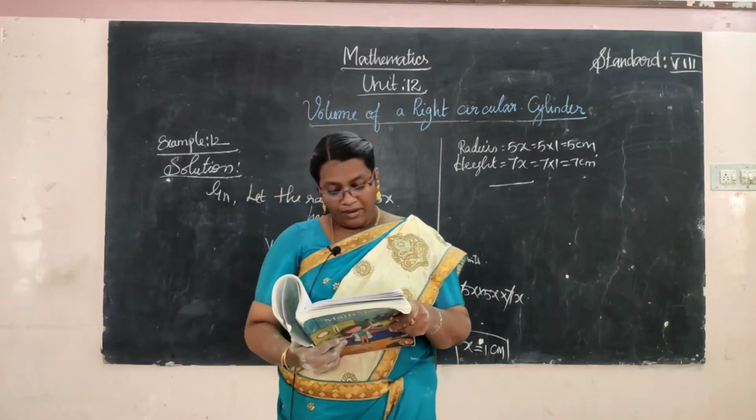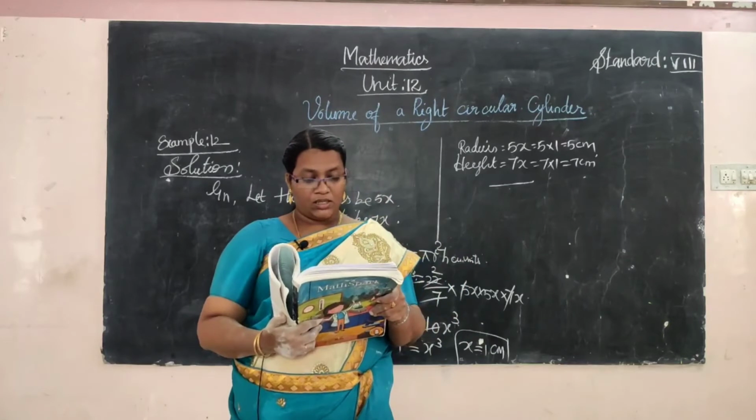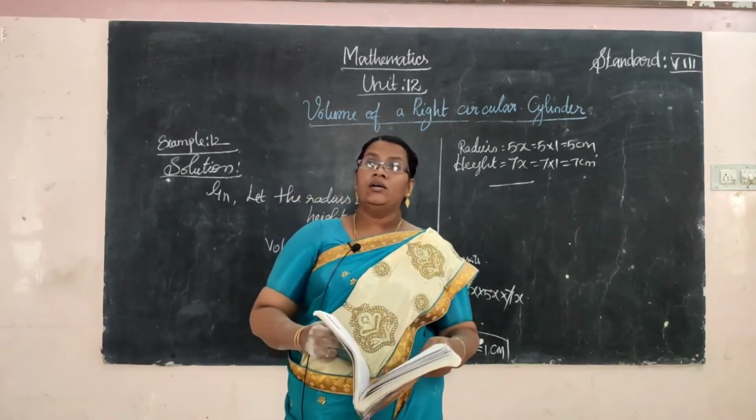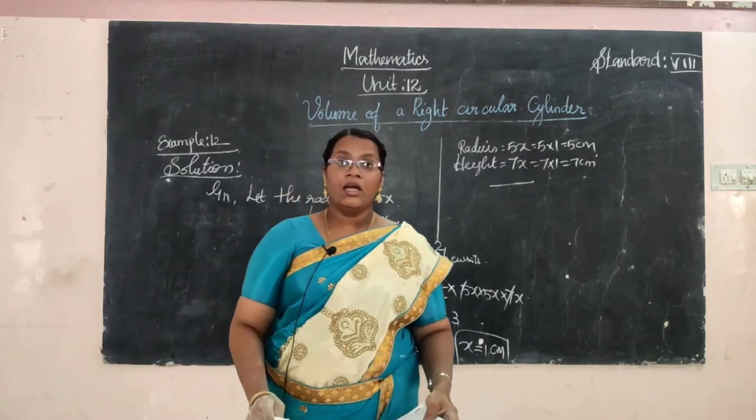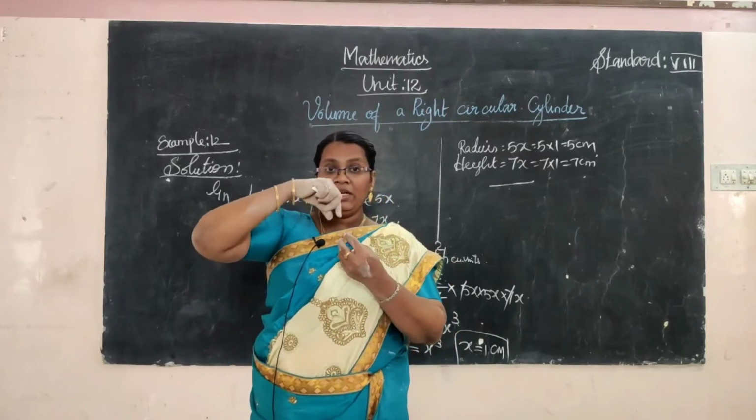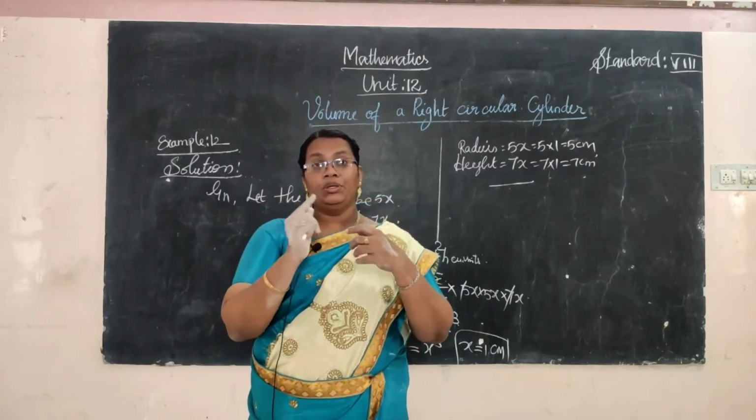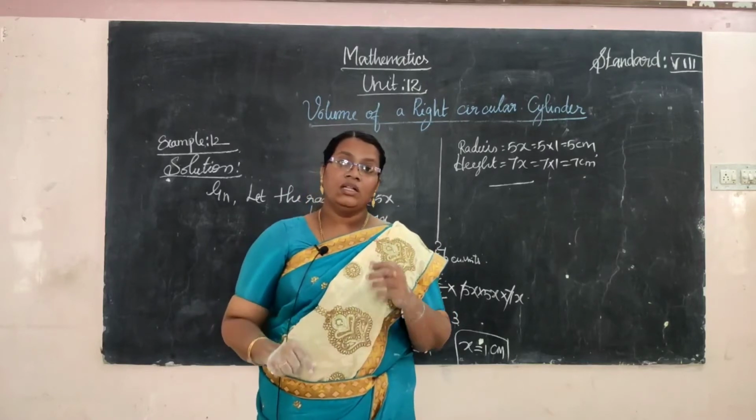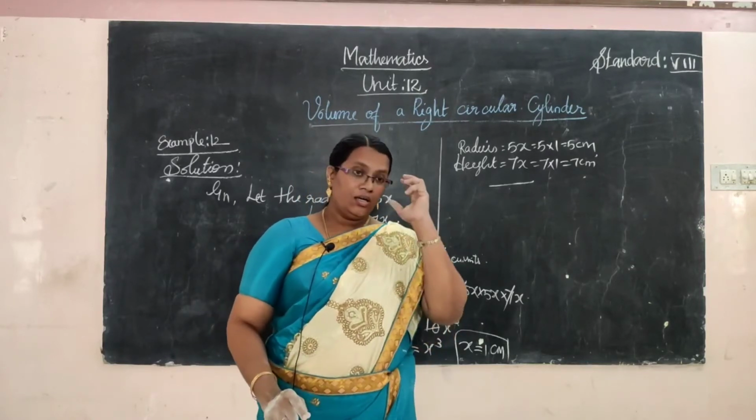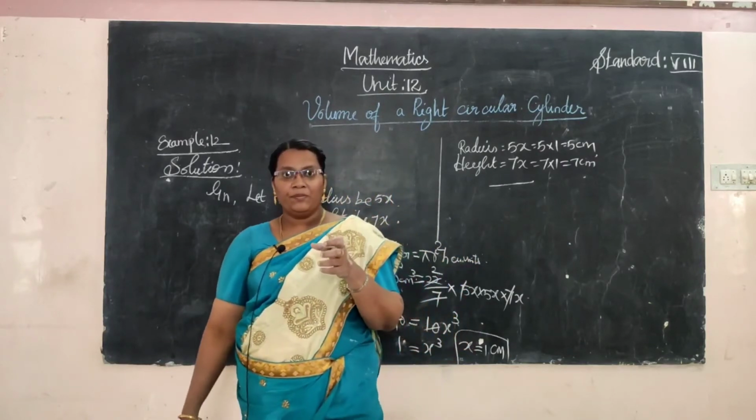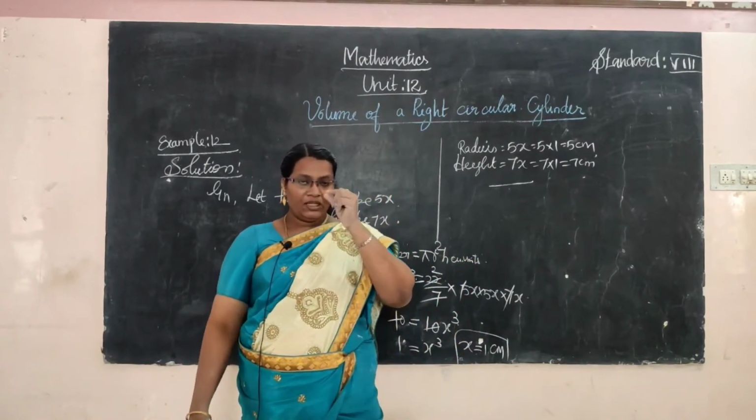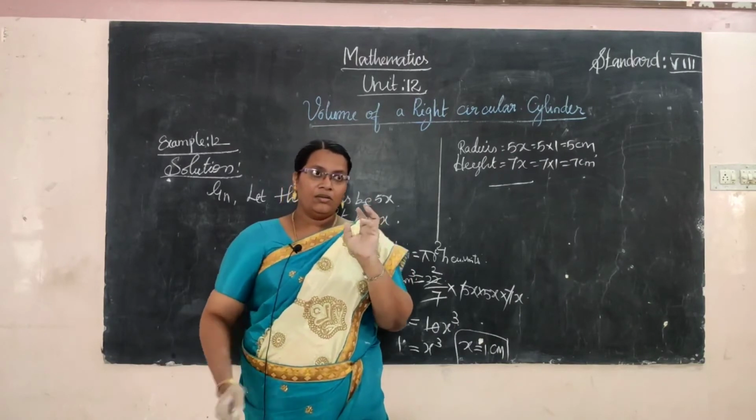Now see example 13. The volume of the metal in a hollow cylinder. Hollow cylinder means, a good example is our pencil. Inside there is the black lead, and outside the wooden coating is given. That is the example for a hollow cylinder. And a pipe is also an example.